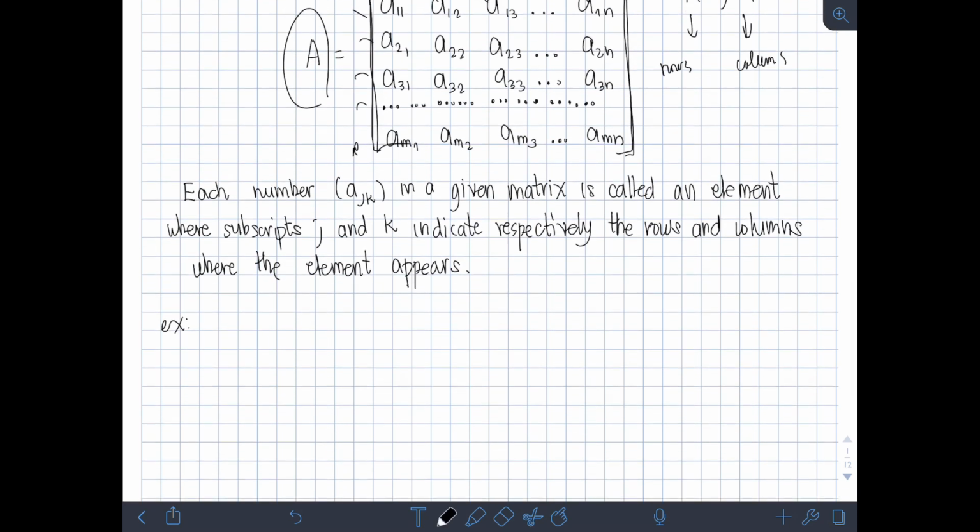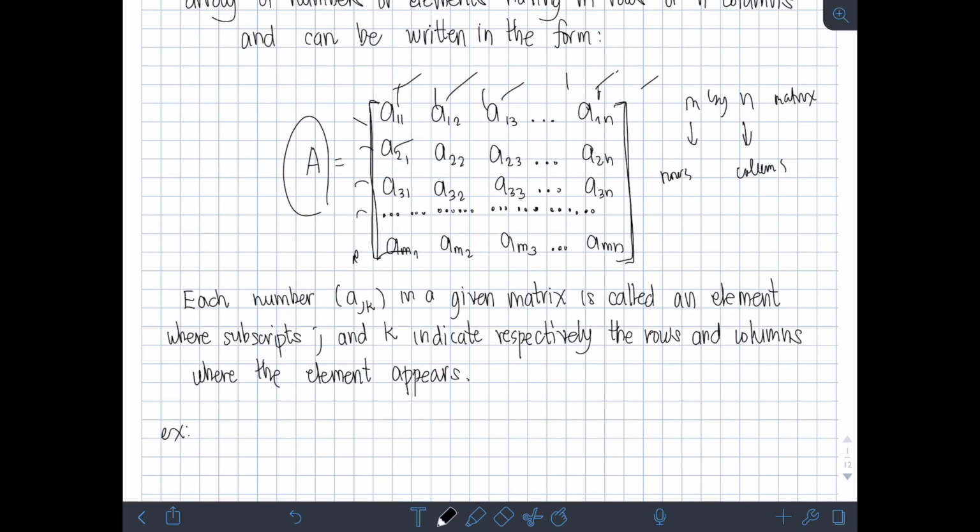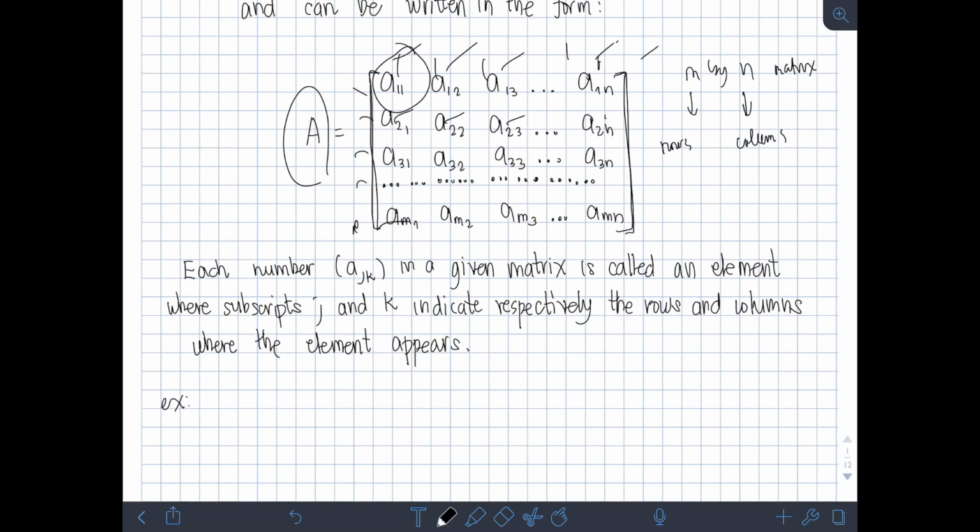Next, each number a sub jk in a rectangular matrix is called an element where subscripts j and k indicate respectively the rows and columns where the element appears. So, bawat member daw ng matrix na to, let's say itong A11, that can be represented by the symbol ajk, where yung j, siya yung number nung row, tapos yung k siya yung number nung column. So, halimbawa, when j equals 1, k equals 1, therefore, yung element mo is a sub 11 or A11.